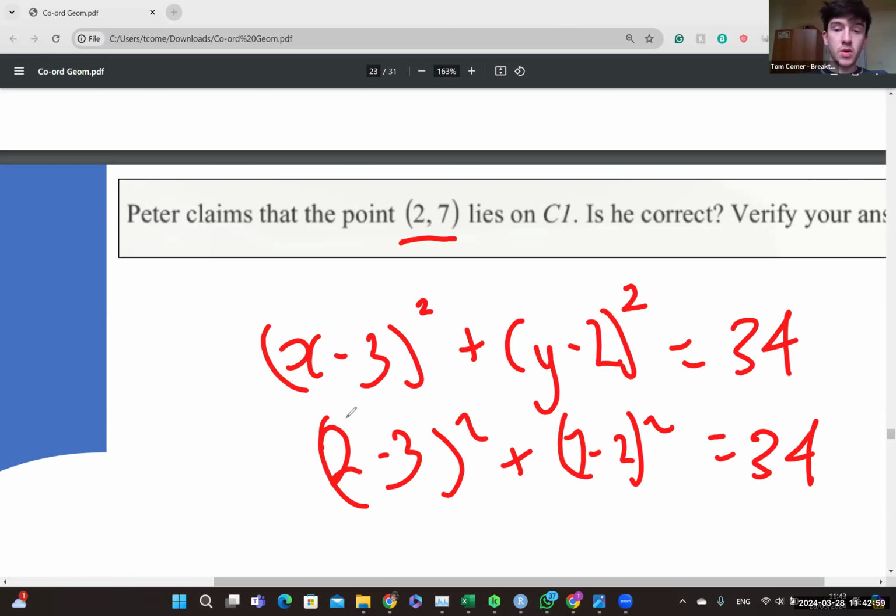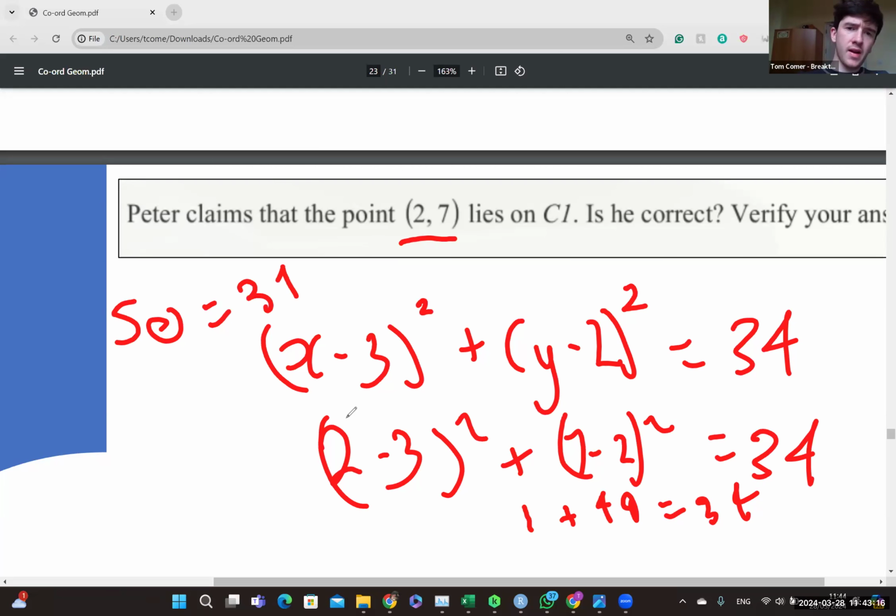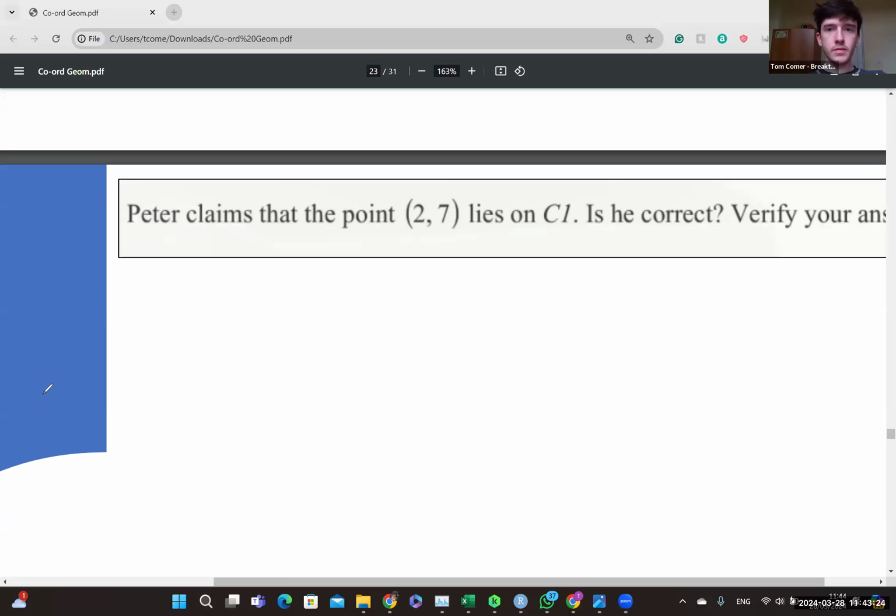So I get minus 1 squared in my first bracket, which is the same as 1 squared, which is just 1. And then I get 7 minus 2 squared, so 5 squared. So I'm going to add on 49. And that gives me 34. Now you might look at this and think 50 equals 34. Something's not right here. And you'll be absolutely correct. So this point is not on the line, okay? Really good work, guys. Really, really good work. So that's what we do. We just substitute that in, okay?